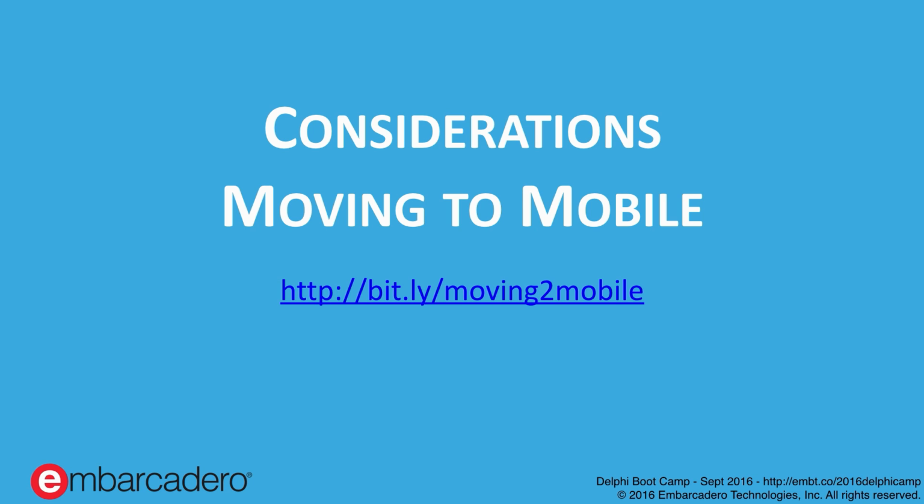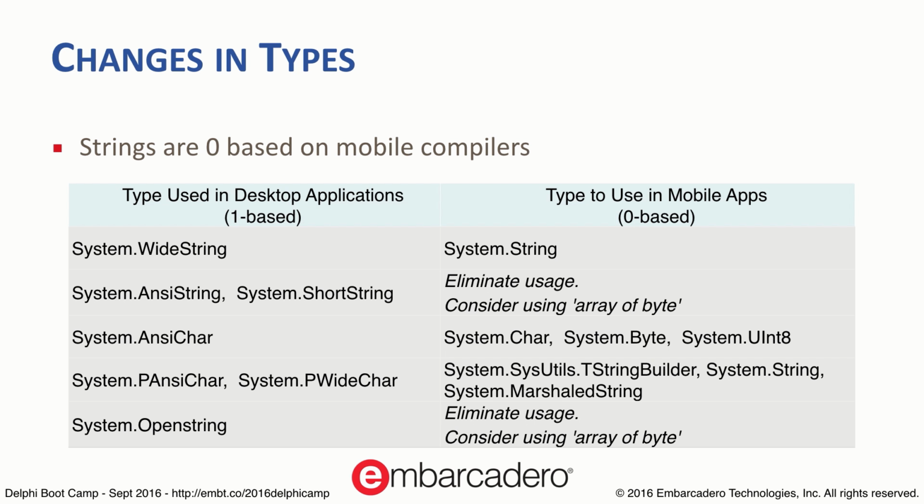That link there, bit.ly, it should be EMBT. I'm sorry, I apparently copied it from the long, short URL. For moving to mobile, go to bit.ly/movingtomobile, and that will give you a great DocWiki article that walks through a lot of this stuff I'm going to talk to you about: the differences between the desktop compiler and the mobile compiler. So one of the things that's changed is the types.